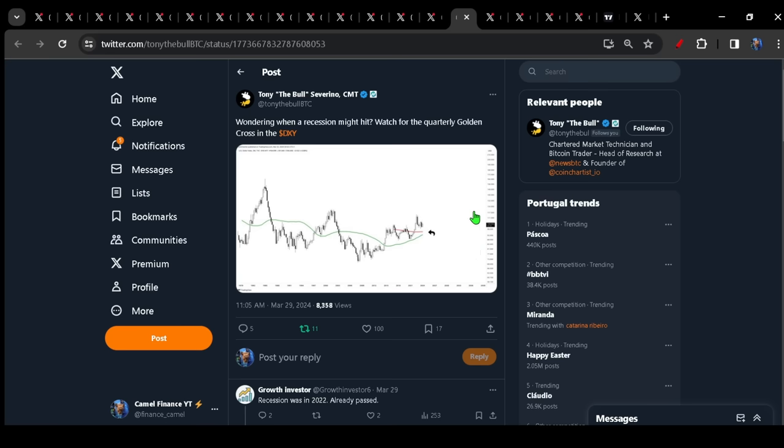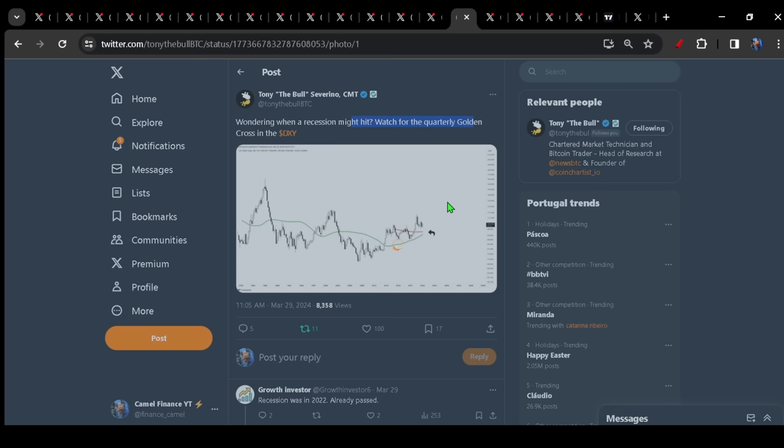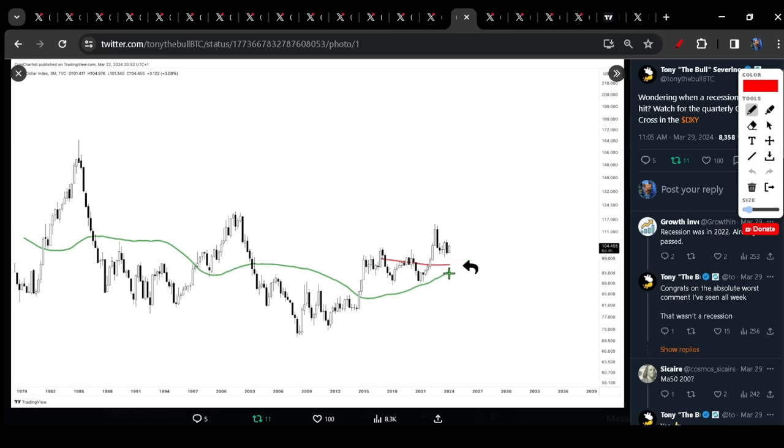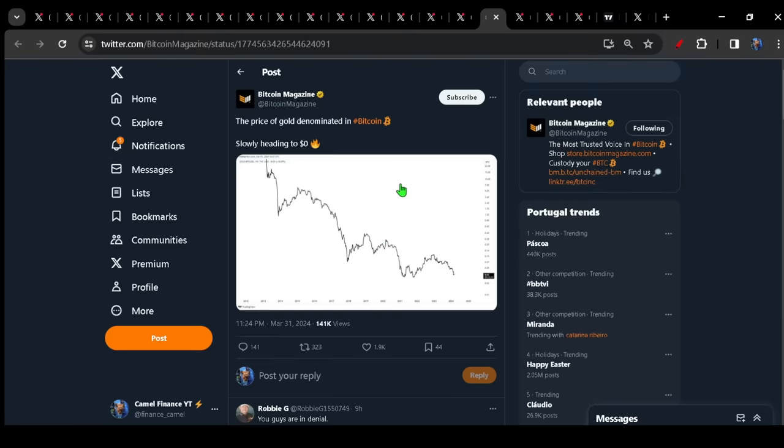And if you are wondering, like me, when a recession might hit, a very good indicator, as Tony points out, is the quarterly golden cross in the Dixie. This will likely take many months to play out and likely would require a much higher Dixie price than current levels. But if we can get this cross, then you would expect a recession to be underway. Certainly something to keep an eye on.